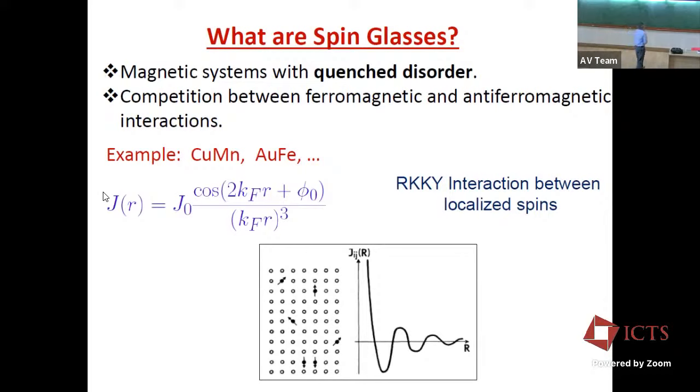Basically, what I'd like to do is to begin with the question that is being asked here. What are spin glasses? I'll give you examples of some systems that people have studied experimentally, and these experimental studies raised some questions. And of course, the theory was developed later on to try to understand what is going on in those systems. So let's just begin at the beginning. What are spin glasses?